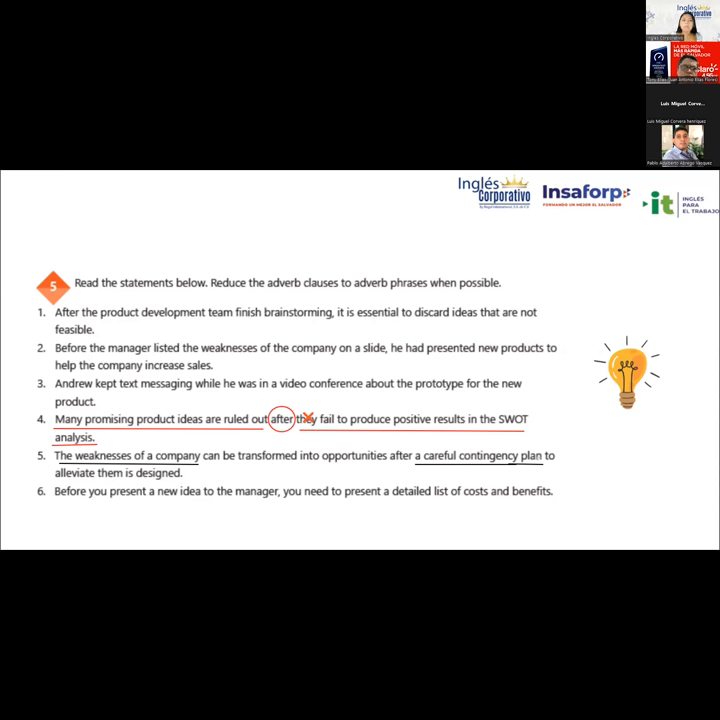And the last one. Before you present a new idea to the manager, you need to present a detailed list of costs and benefits. Can we reduce it? Yes. Before presenting a new idea to the manager, you need to present a detailed list of costs and benefits. Correct. We have before, it's an adverb. We have a subject. Is the same subject.